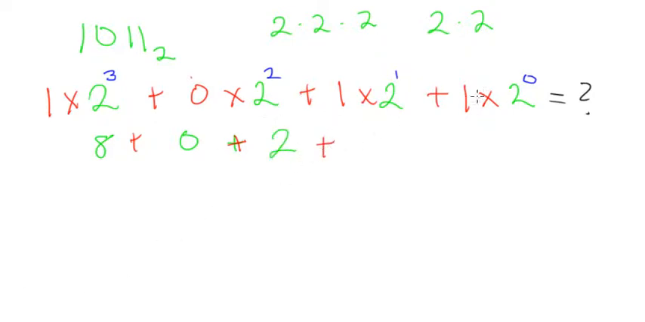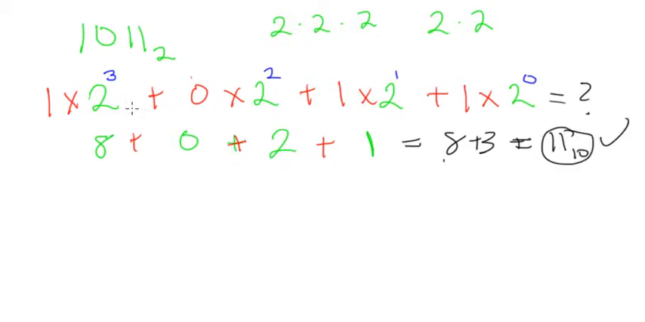And then in the final spot, we have 1 times 2 to the 0, and anything to the 0th power is just 1. So 1 times 1 is 1. And so now our final answer is 8 plus 0 plus 2 plus 1. So let's see, 8 plus 3 equals 11, right? So this is our final answer, and we just learned exactly how to convert from base 10 to base 2, and now from 2 back to 10.